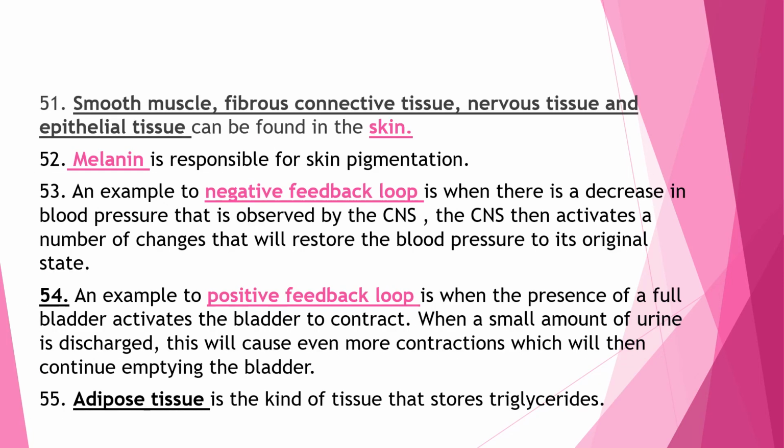Okay, number 51. Smooth muscle, fibrous connective tissue, nervous tissue, and epithelial tissue can be found in the skin. So if you want to know the location of these tissues, you can find them in the skin.